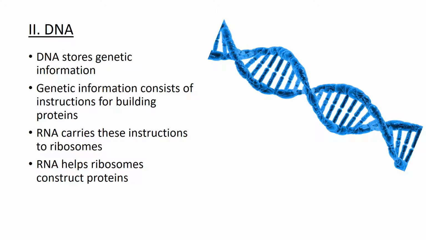All cells have DNA, and DNA stores genetic information. And all genetic information is instructions for building proteins. RNA is going to take these instructions and carry them to ribosomes. And RNA then helps the ribosomes construct proteins using these instructions.